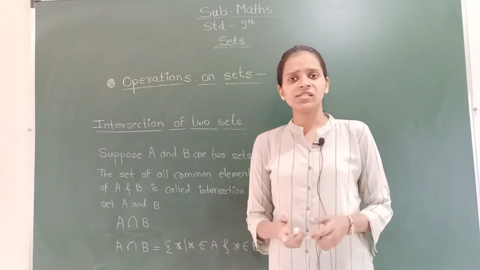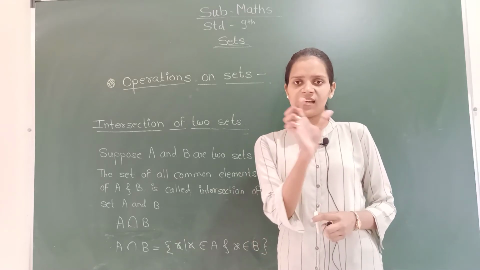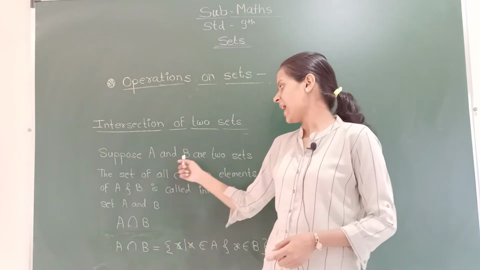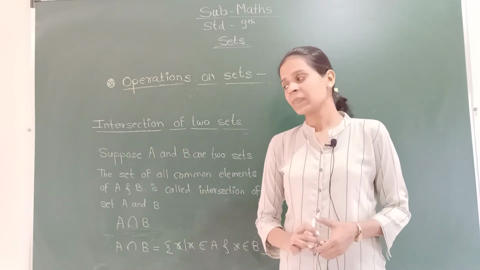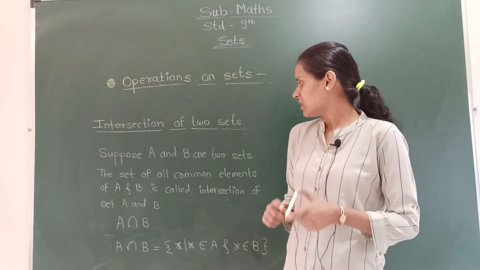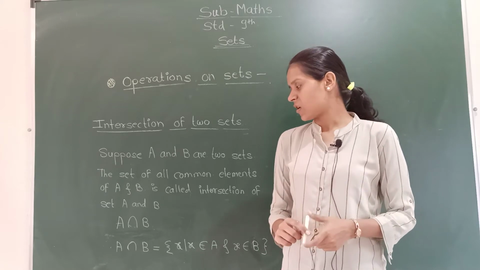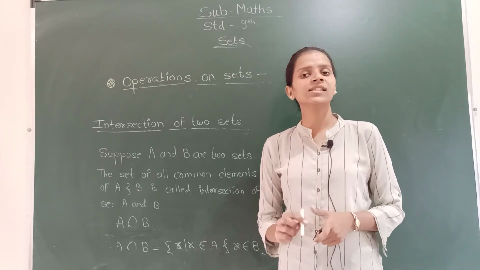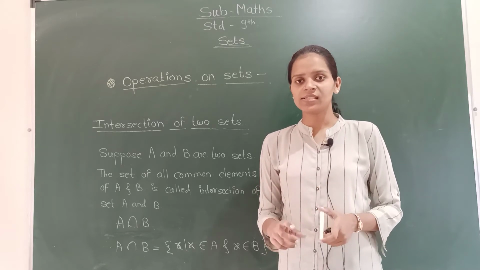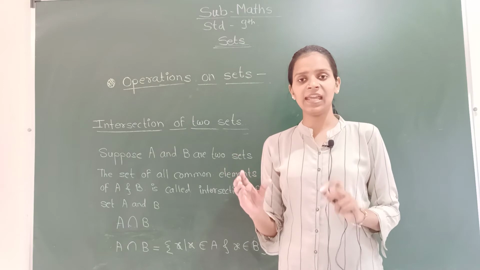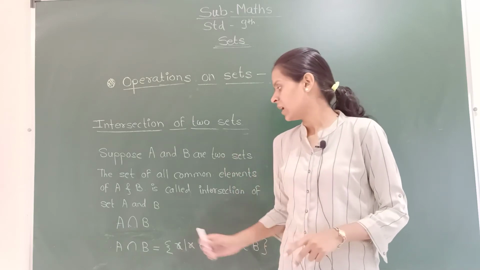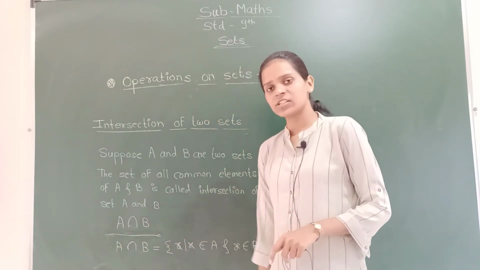See, intersection means what? Whatever is common in between is called intersection. Suppose A and B are two sets. The set of all common elements of sets A and B is called the intersection of A and B. The set which contains all the common elements between set A and set B is called the intersection of A and B. It is denoted like this: A intersection B.